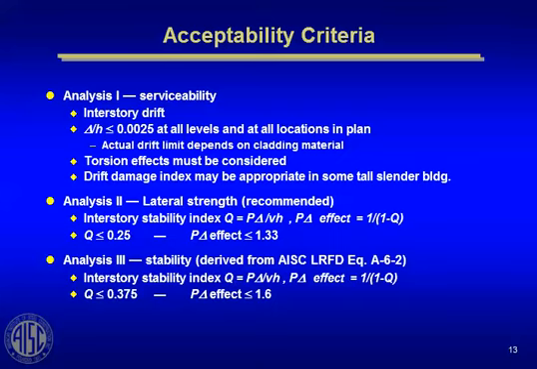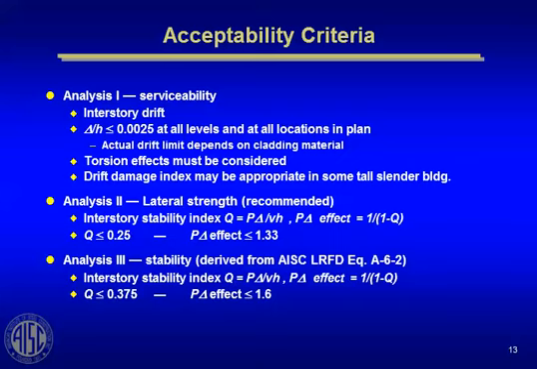For analysis 2, the strength limit state, again, the code tells us what to do here. And the P delta effect, we try to control that in our design practice to a Q value of 0.25, which translates to a P delta effect of 1.33. Now, some engineers say that's too low, and some people push it all the way up to 1.5 or even 2.